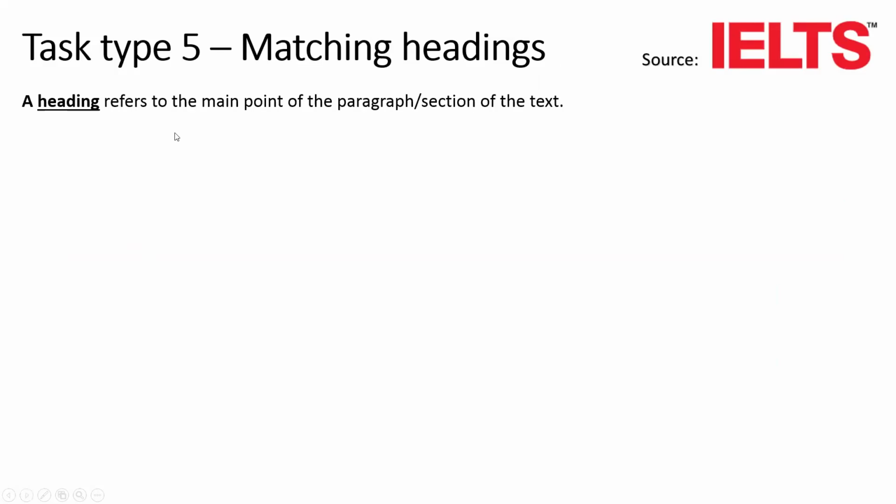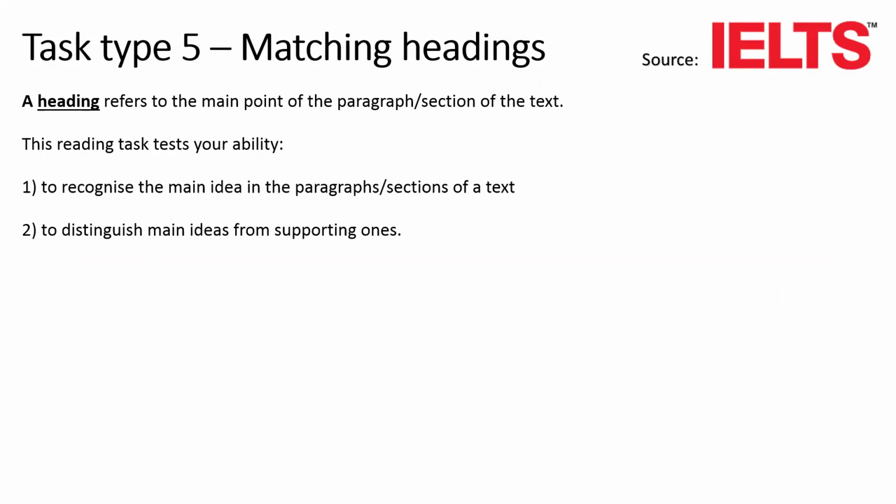So what is a heading? A heading refers to the main point of the paragraph or section of the text. So this reading task tests your ability to recognize the main idea in the paragraph. And secondly, this reading task tests your ability to distinguish main ideas from supporting ones. So it's important to figure out the difference between what is primary and what is secondary in the text.